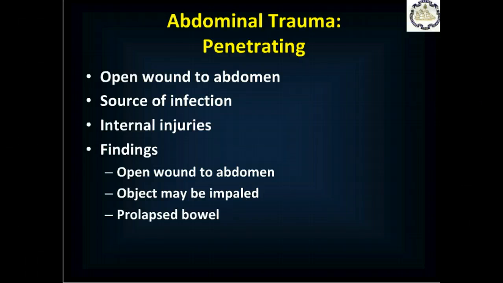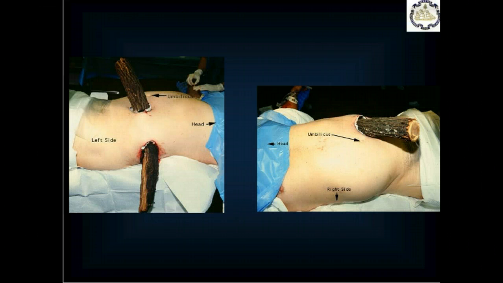And on your exam, you may see an open wound to the abdomen. There may be an impaled object or the bowel may be prolapsed or on the outside. So here we've got a patient with a penetrating wound to the abdominal wall, a large piece of wood that clearly, if you had this finding, would be very concerning.